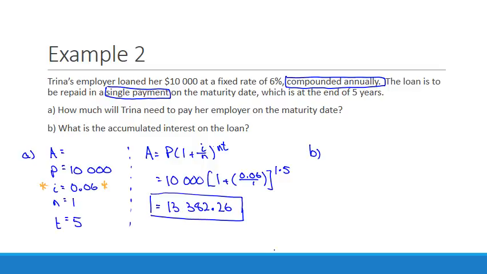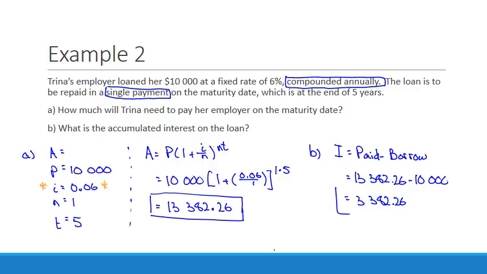B says, what is the accumulated interest on the loan? So again, just how much interest was charged. Same idea. We're going to go what she paid minus what she borrowed. And that'll tell us how much interest she had to pay. So she had to pay back $13,382.26. She only wanted to borrow $10,000. Only. That's a lot of money still. That is some easy math now for us. We get $3,382.26. So that would be the interest that she was charged on that loan.